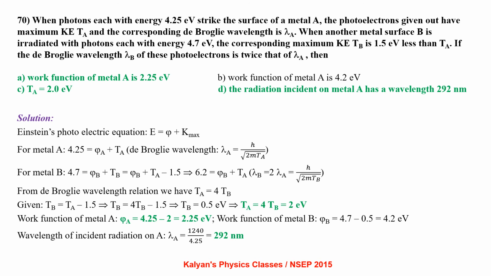Work function of metal A, phi A equals 4.25 minus 2, that is 2.25 electron volt. Work function of metal B, phi B equals 4.7 minus 0.5, that is 4.2 electron volt. Wavelength of incident radiation on A, lambda A equals 1240 by 4.25, that is 292 nanometer. So A, C, D are correct options.